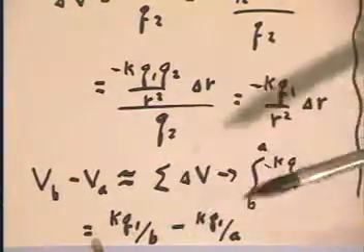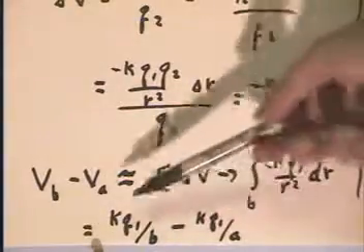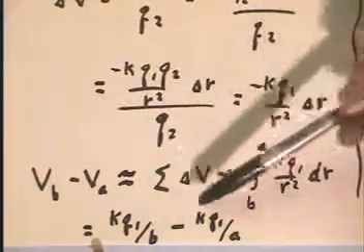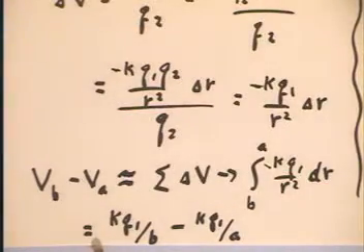And then that integral, as university students will verify, comes out kq1 over b minus kq1 over a. And that's the difference in voltage. And we note that that difference depends only on the charge q1.